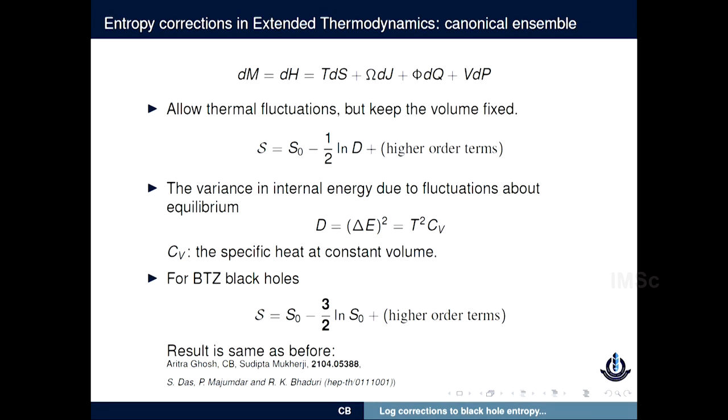So if you do that, then for the moment if you keep the volume fixed, don't allow it to fluctuate, okay, just the thermal fluctuations, then the computation proceeds as before and you get the log corrections proportional to T squared C_V. So earlier you had only T squared C, but now you get T squared C_V, where C_V is the specific heat at constant volume. Okay, previously there was no pressure and volume terms, so it was a simple specific heat. Here it is specific heat at constant volume. So here the computation can proceed and you find that the same corrections which were there before are reproduced. So nothing very new here.